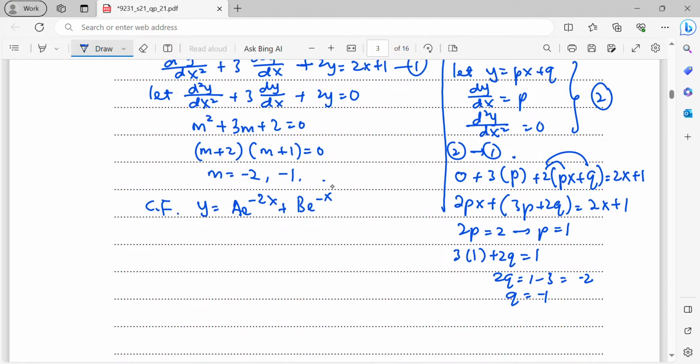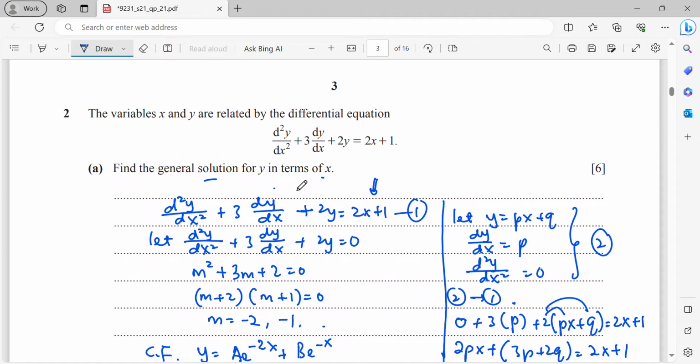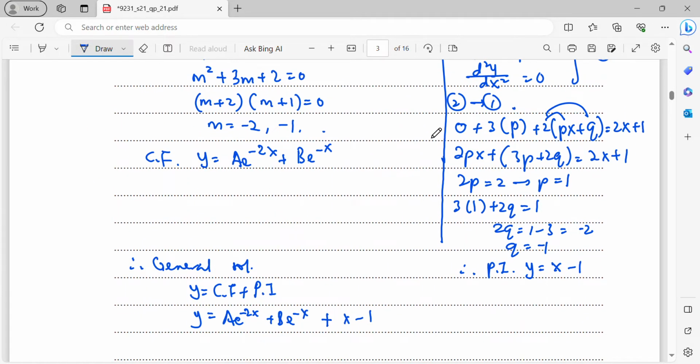Okay, once I found this, then I will just write my PI, particular integral, y = px + q. So p is 1, so x - 1. So after you have found this, I will just write my general solution, y = CF, complementary function, plus particular integral, which is Ae^(-2x) + Be^(-x) plus the x - 1. So this is my general solution. And now when you look at the question, just find the general solution for y in terms of x, which means I have solved the problem.